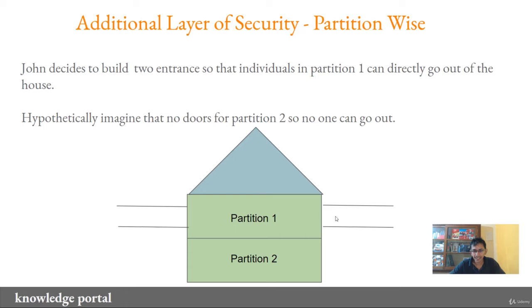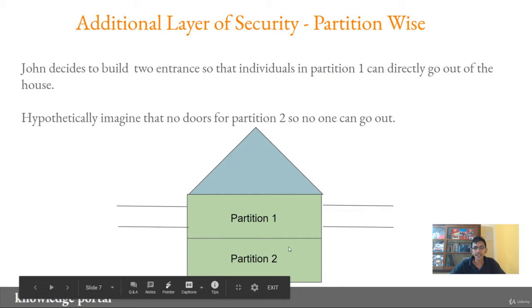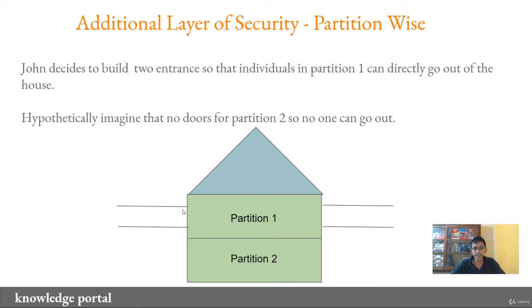Now from this architectural diagram, hypothetically imagine that no doors for partition 2 are present, so that no one can go out. So currently there are no doors which are available. So we are just creating a scenario here. Alright. But for partition 1, there are 2 doors which are available, which John has built. So any individual staying in the partition 1 can go out of both of these doors.